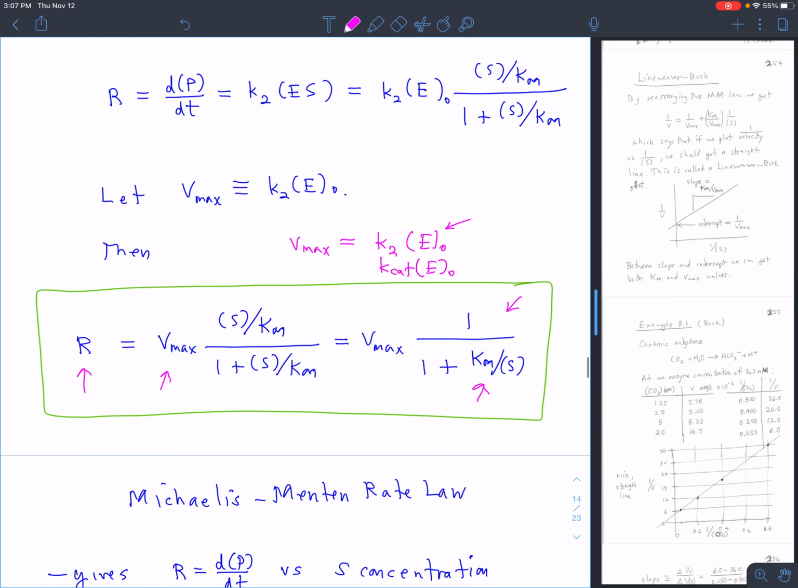And Km is equal to k minus 1 plus k2, or we'll call it kcat from now on, divided by k1. If kcat is 0, in other words, if the rate of reaction is slow, then this would just be a Kd for the binding of the substrate to the enzyme. And Km is often used that way.